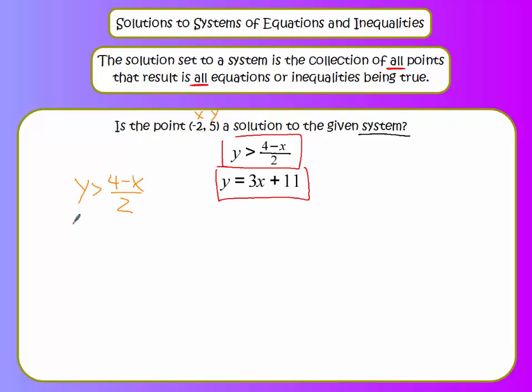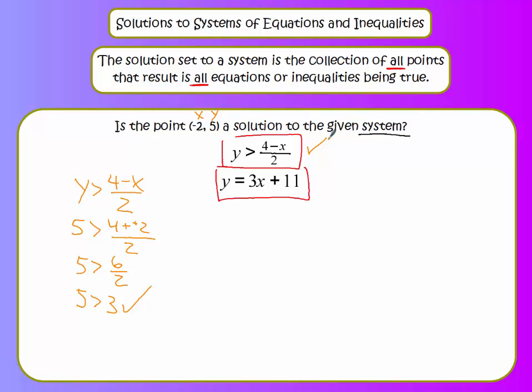So it says 5 is greater than 4 minus -2 divided by 2. Well, minus a negative is add a positive. So that tells me 5 is greater than 6 over 2. And 6 divided by 2 is 3. So 5 is greater than 3. And that's a true statement. So far, we're on the right track. So this first one, it worked.